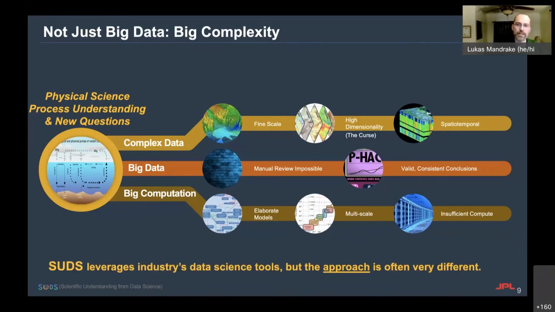The kinds of data science that address these challenges benefit from and leverage the powerful tools that academia and industry have developed. But the approaches that facilitate research are often very different and form their own specialization.